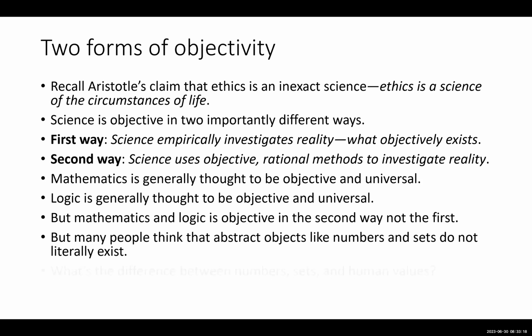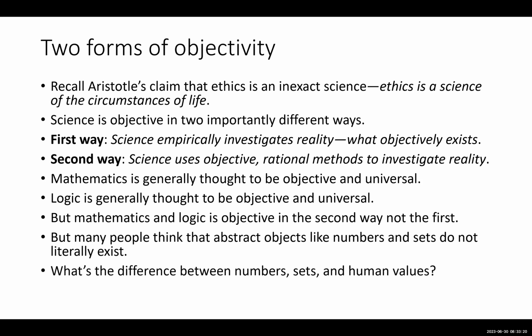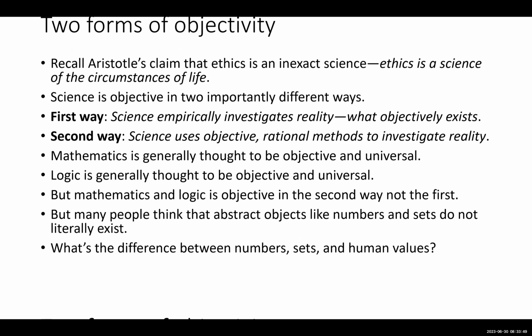But what exactly is the difference between numbers and sets and human values? If you accept the claim that numbers and sets don't literally exist, but we can still be objective about mathematics and logic, then why couldn't we also be objective about morality, even though human values don't exist? So that's the general point that I think is interesting and helpful to keep in mind.